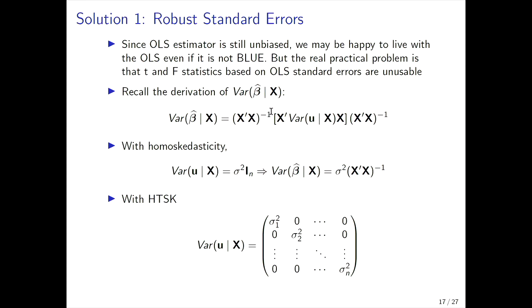And now we have two formal tests, the Breusch-Pagan test and the White test, that we can use to test for heteroskedasticity. So obviously the next thing is, if we find evidence that the errors are heteroskedastic, what can we do about it? So there are two solutions available.